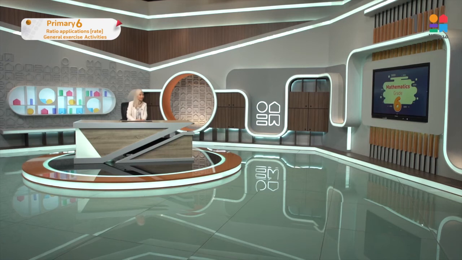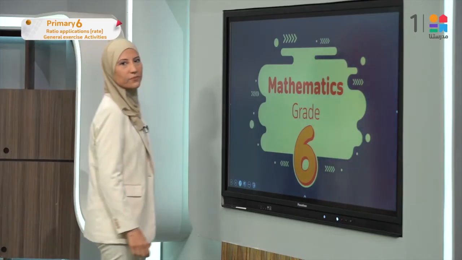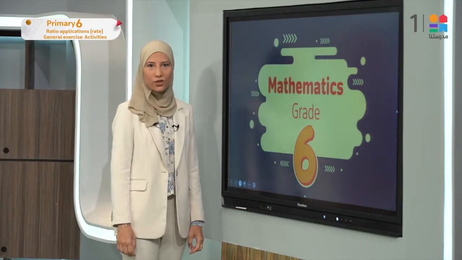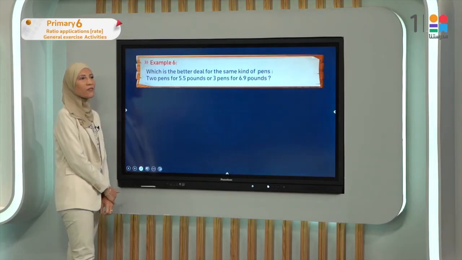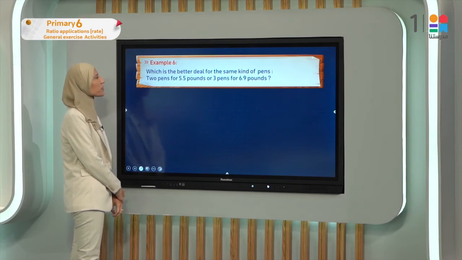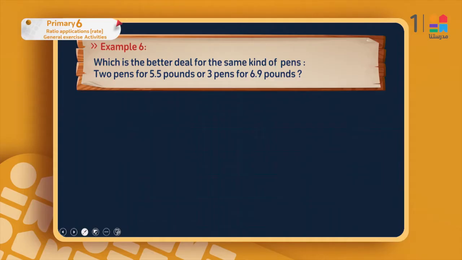Okay, now after watching the video, let's see more exercises to answer on the smartboard. Let's see more exercises on rate. I have here exercise number 6. Tell me which is the better deal for the same kind of pens: 2 pens for 5.5 pounds or 3 pens for 6.9 pounds.